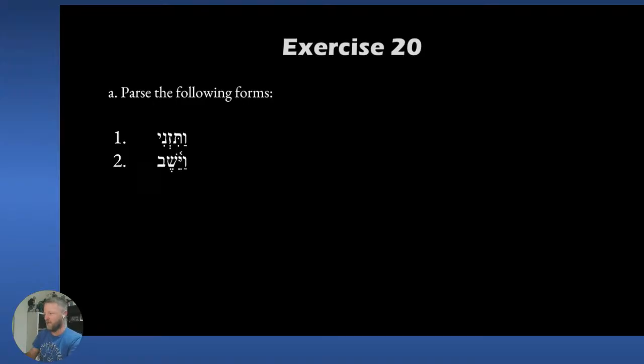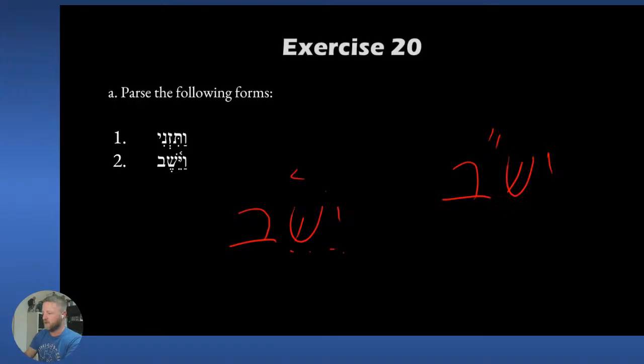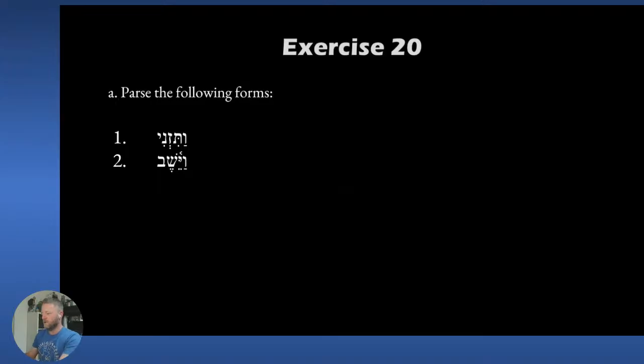So this one is from yashav. In the kal, the imperfect is yeshev, with the accent here. When it becomes vayeshev, the stress moves, and this is now a short vowel because it's unstressed. Okay, vayeshev, he dwelt, he sat. Vayelech, the same principle where we have yelech from halach.